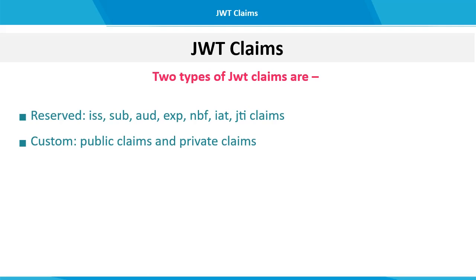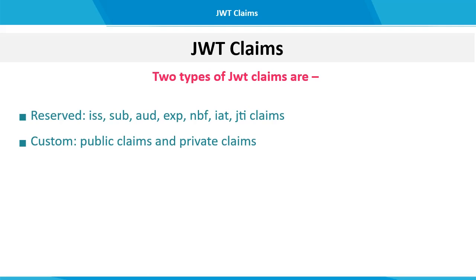time after which the JWT expires; nbf, not before, the time before which the JWT must not be accepted for processing; iat, issued at, the time at which the JWT was issued, which can be used to determine the age of the JWT; jti, the JWT ID, a unique identifier that can be used to prevent the JWT from being replayed or reused.